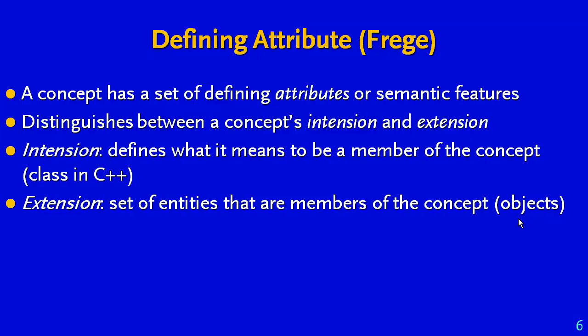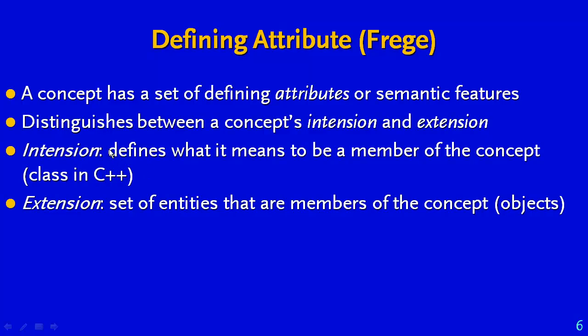So Frege has the following: a concept, which is really a class in the moment, has a set of defining attributes or semantic features. So what are the essential properties of a certain concept, and that's it. Once you've done the defining attributes, you're in business, you can actually create your classes. Frege calls it not classes and objects. He calls it intension and extension. So intension is really the class, so it defines what the essential properties are to be a member of the concept. So this is class in C++.